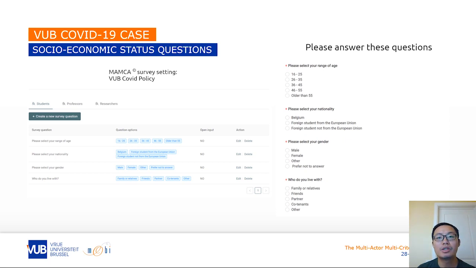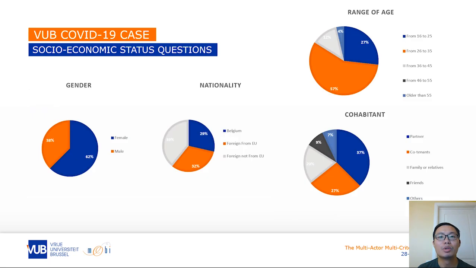In this case, we asked students four questions: their age, nationality, gender, and life status. The results of the socio-demographic situation of the respondents are graphically represented in this slide. Given that the group's responses to most of the criteria or subcriteria have the same trend, we will use the MAMCA software to identify the socio-demographic characteristics that could generate a difference.